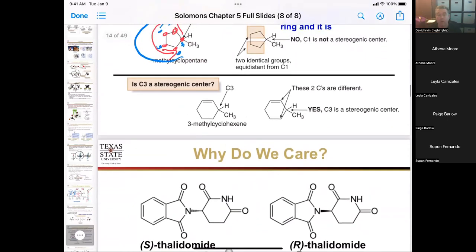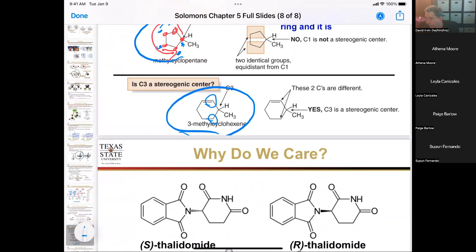Okay, now what happens if your ring is not the same on both sides? If your ring is not the same on both sides, then it can be chiral. Okay, so if we're looking at something like this, we see that there's a CH over here, and this is a CH2. They're different. It's chiral.